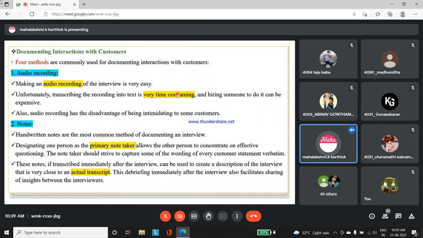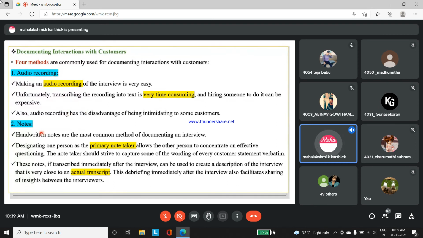They also felt it is a disadvantage of being intimidating to some customers. Not all the details inside the audio are recorded, so some mismatch happens. So the customer is not fully involved in proper communication with the team members. There are some drawbacks felt here.